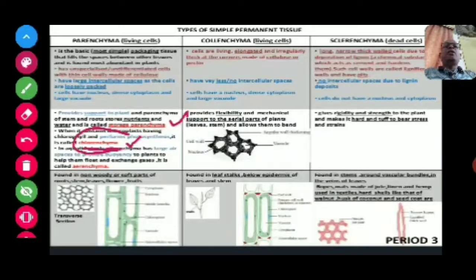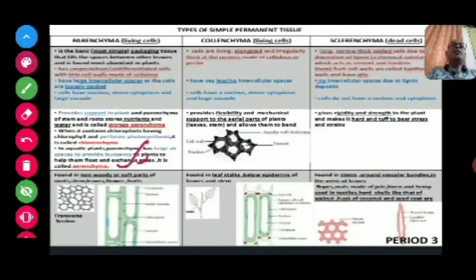That's why they are called chlorenchyma, and it's a combination of parenchyma and collenchyma. Then in aquatic plants, parenchyma has large air spaces, so that it helps to provide buoyancy to plants to help them float and exchange gases. It is called aerenchyma. So it is known as aerenchyma because it helps in the buoyancy, it helps them float.